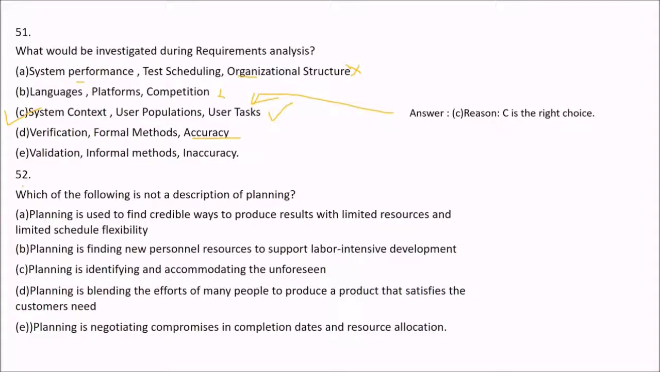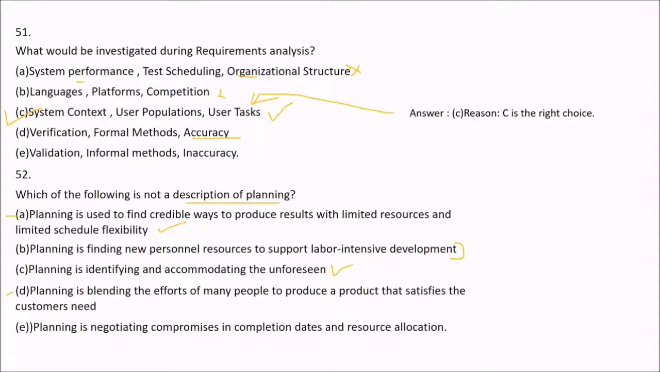Now, 52. Which of the following is not a description of planning? All these are descriptions of planning, except one. So, we have to find which one of these is not. Planning is used to find credible ways to produce results with limited resources and limited schedule flexibility. This is absolutely correct. Planning is finding new personal resources to support labor-intensive development. Not really. Planning is identifying and accommodating the unforeseen. Right. This is correct. Risk assessment, abatement.